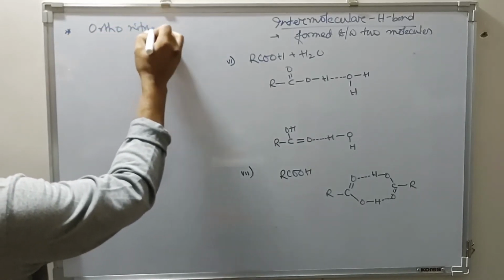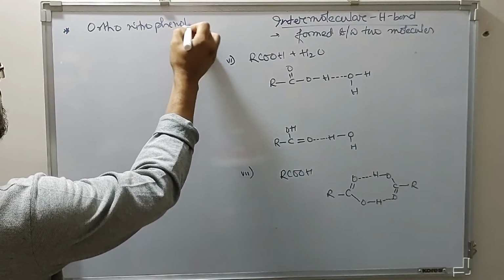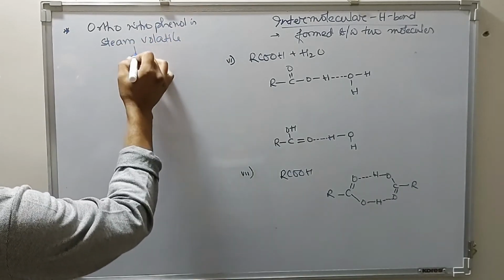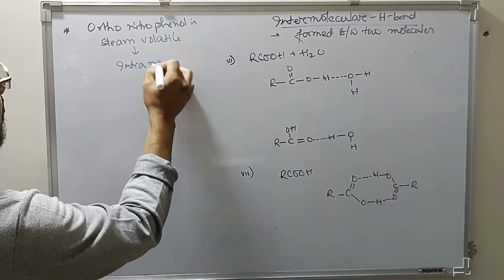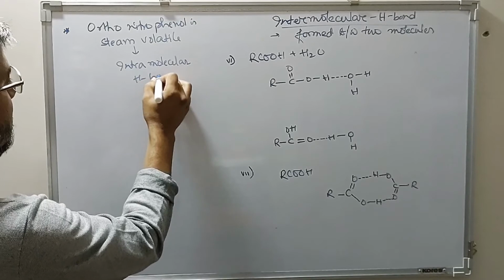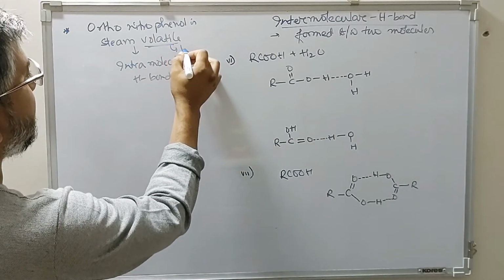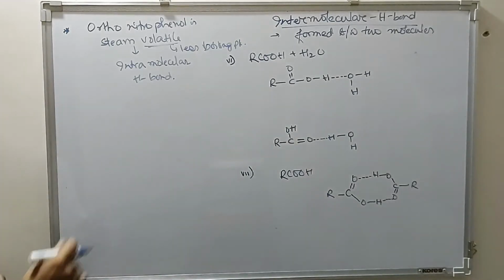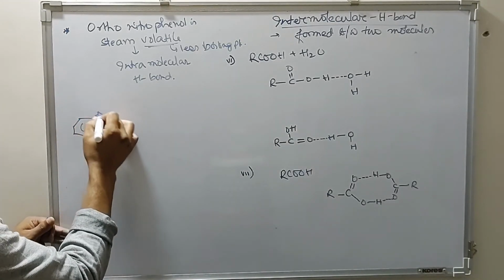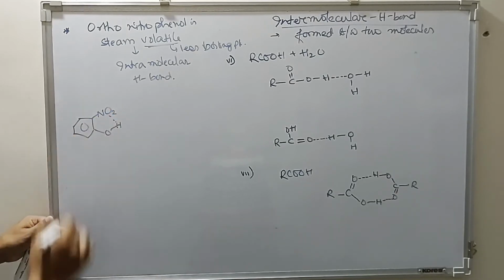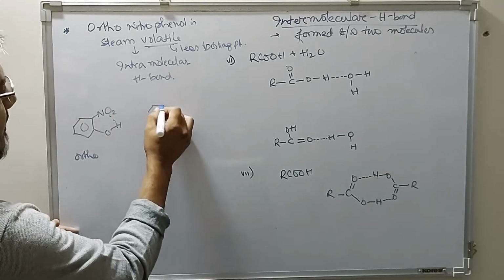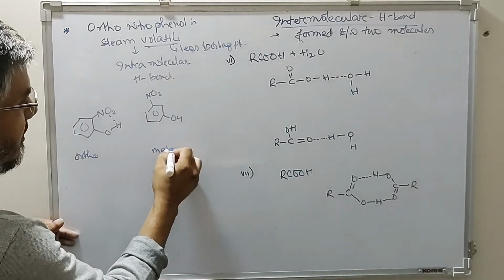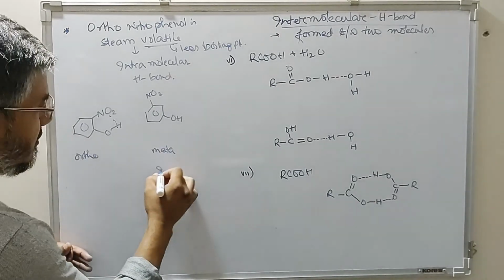Ortho nitrophenol is steam volatile because of intramolecular hydrogen bond. Volatile means the one having less boiling point. So we have, look at this, intra, that is ortho. Then we have meta. So in meta there is no possibility of intra, but we have inter here.